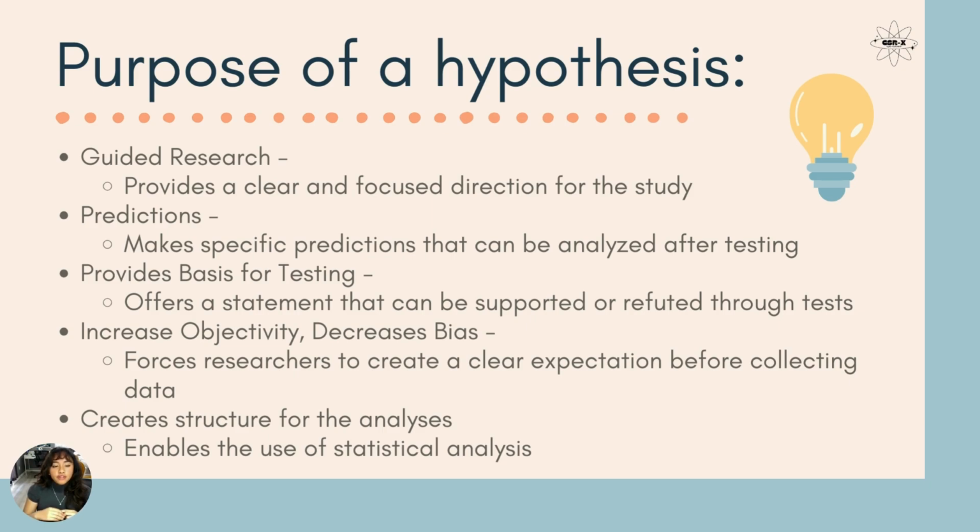Next, it offers a basis for your testing. It offers a statement that can be either supported or refuted through testing. It makes it very simple and very clear what you're trying to do, in an either yes or no answer. It also increases objectivity and decreases bias. It forces researchers to create a clear expectation before collecting data. It ensures that you're not looking at any other variables that might be influenced by bias. Instead, you're looking at data and specific results that you're getting from your research.